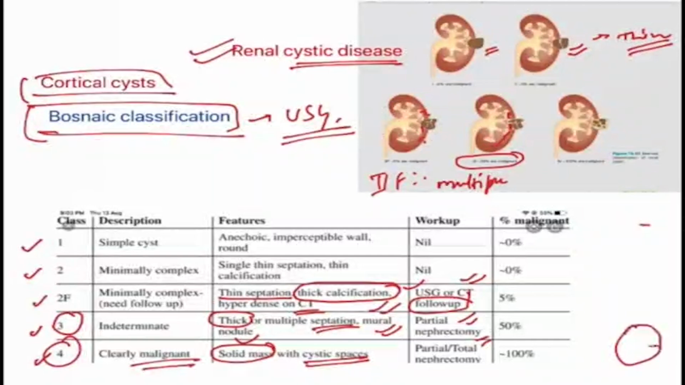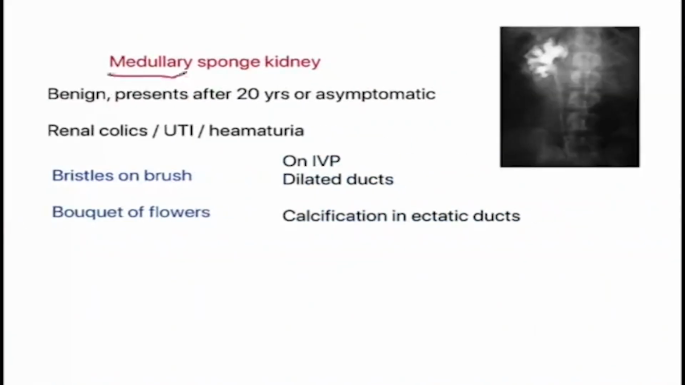And in class 4 Bosniak, which is clearly malignant, there is a solid mass with cystic space. So in the cyst there is a solid mass present. So partial or total nephrectomy is done as malignant conversion rate is high. So this was about the cortical cyst.